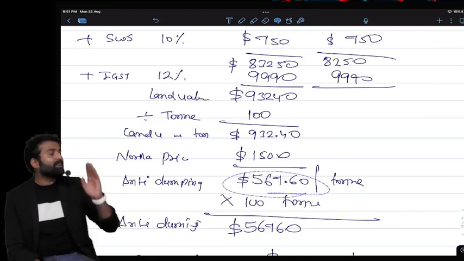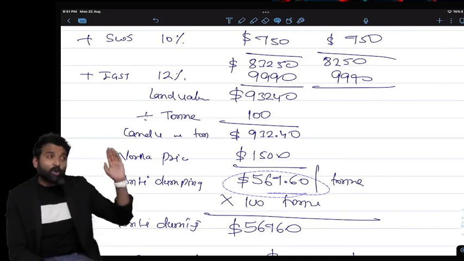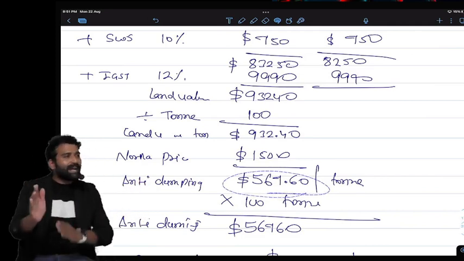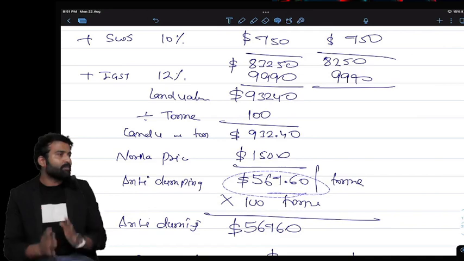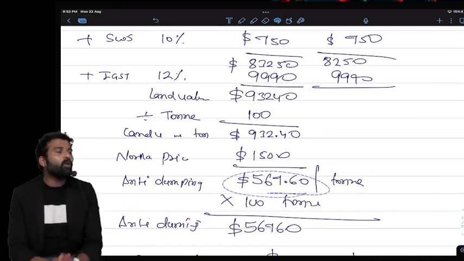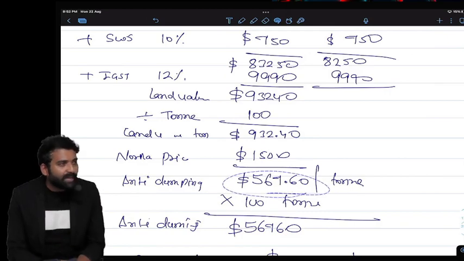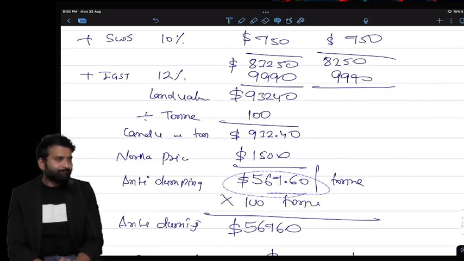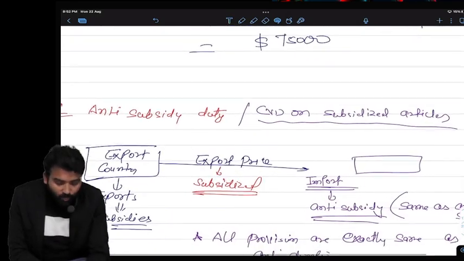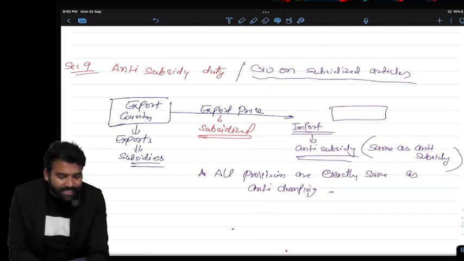The question will always give you what is the normal price of the commodity. What I will do, I will deduct the normal price and the landed value. The difference amount will be my anti-dumping duty. Got it? This is how we will calculate the anti-dumping duty. Yes, very nice. Now, there is one more duty called anti-subsidy duty.